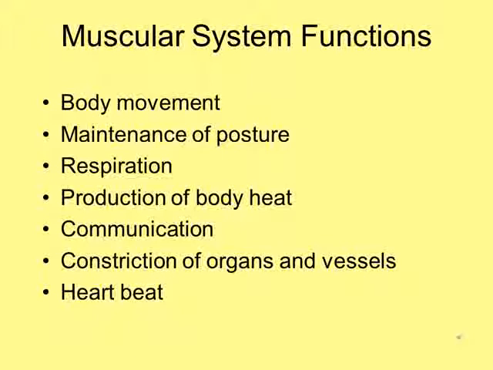Muscles also help in communication. There is also constriction of organs and vessels, which is one of the major functions of the muscle system. Heartbeat: there is a specialized muscle called cardiac muscle which helps in rhythmic beating, contraction and relaxation of the heart. As a result, there is a rhythmic beating of the heart. So these are some of the functions of the muscular system.